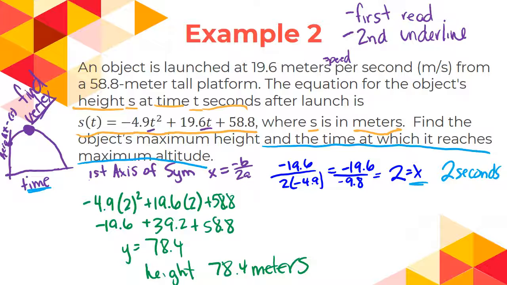And that makes sense. Let's talk about why it makes sense. Because I'm launching from 58.8 meters, that's right here, and I'm going up to 78 meters. So that could make sense. I don't know what I'm launching or how it's being launched, but it's not negative, it's not smaller than, and it's not outrageous. So it makes sense.